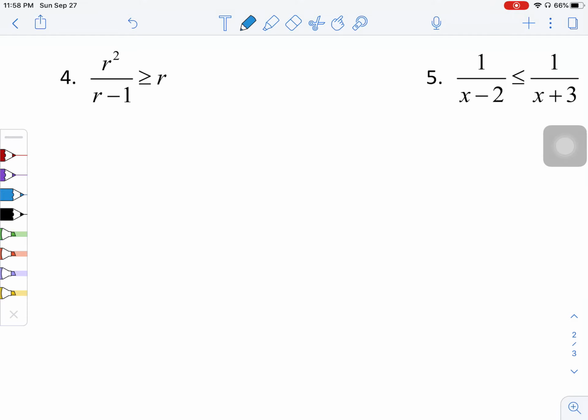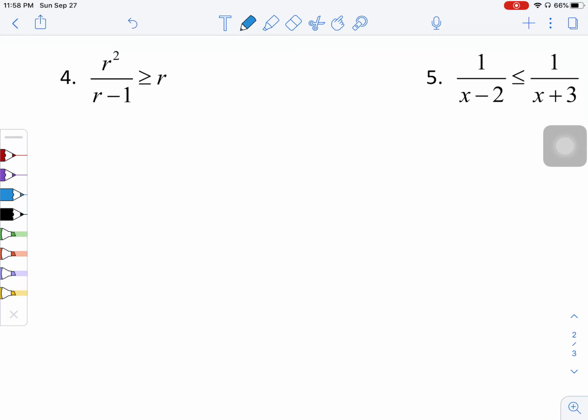So in this video, I'm going to continue the rational inequalities. There's three more of them, and I don't think there's any curveballs here, but let's see what's going on. Let's see what happens, okay? So problem number 4, we're dealing with r squared over r minus 1 is greater than or equal to r.